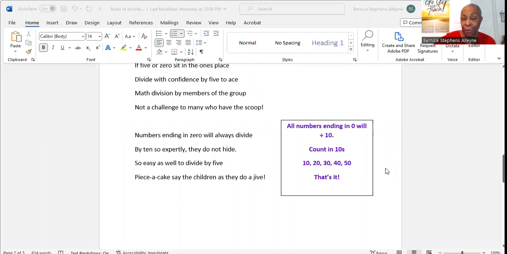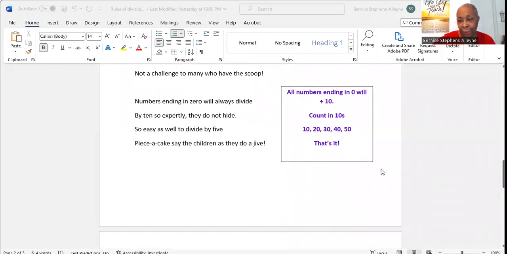So last chapter, we ended with numbers that will divide by 10, 5 and 10. So far, we've done numbers that will divide by 2 or 3 or 9 or 5 or 10. Again, you may come back at any time. Today, I will continue with the poem and the relevant explanations.